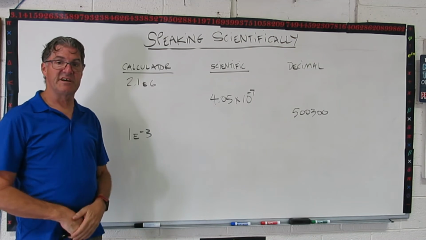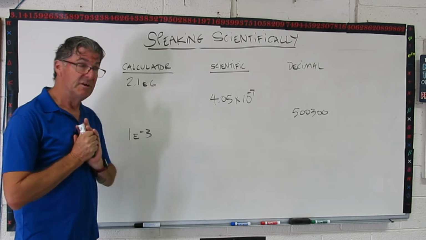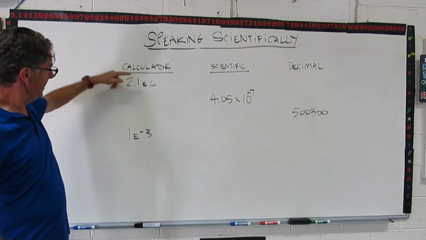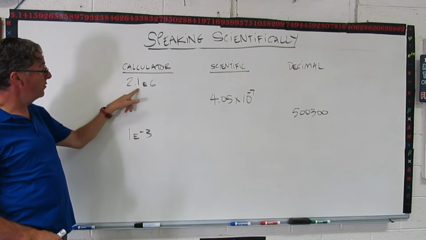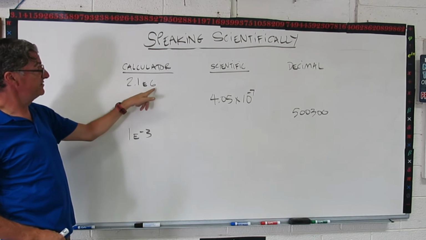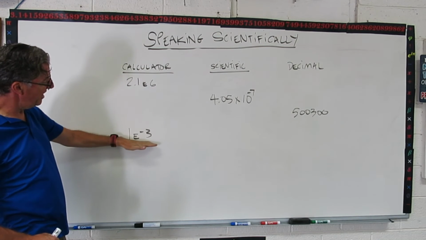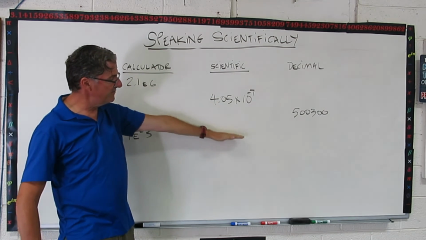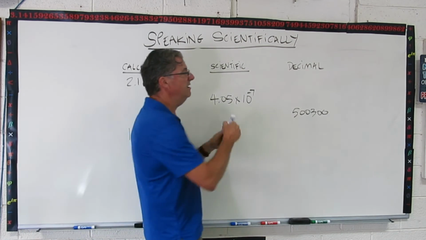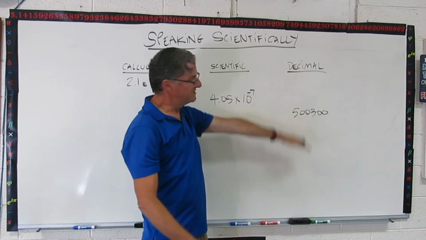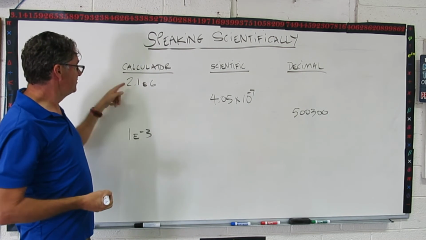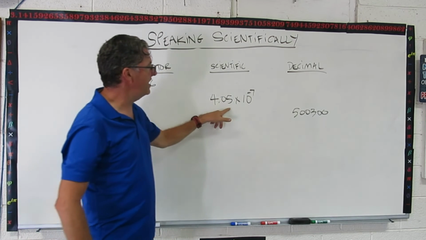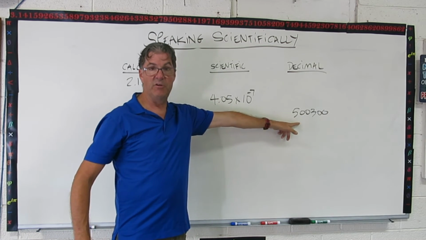Okay, one last exercise and then I'll let you stop the video. I've got 3 columns. Here's the calculator style with our E. Remember, this means 2.1 times 10 to the 6th power. So calculator style here, standard scientific notation here, and here we've got decimal. So I've put 4 numbers up here. 2 in the calculator language, 1 in scientific notation, and 1 in just plain old decimal.